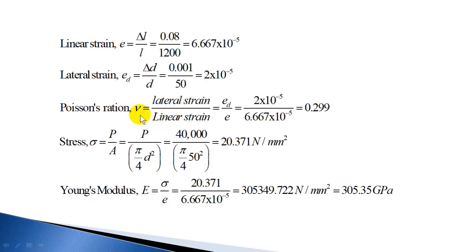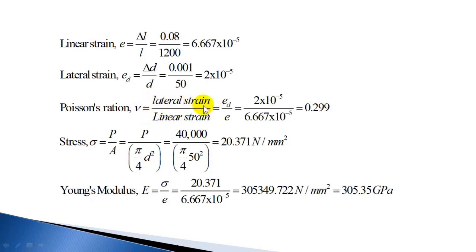Poisson's ratio you should define as minus of lateral strain by linear strain, because when linear strain is positive, lateral strain is going to be negative. So to get always a positive value for Poisson's ratio, you have to use minus sign here. So that is only when you use a sign convention. When you are working with the numerical values, you can always define Poisson's ratio as lateral strain by linear strain.